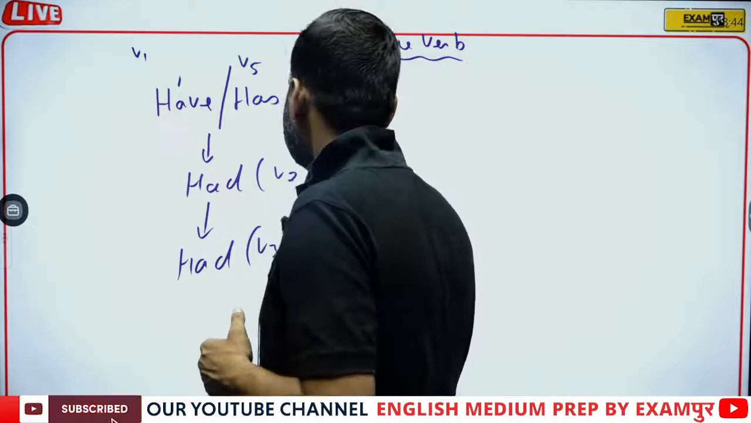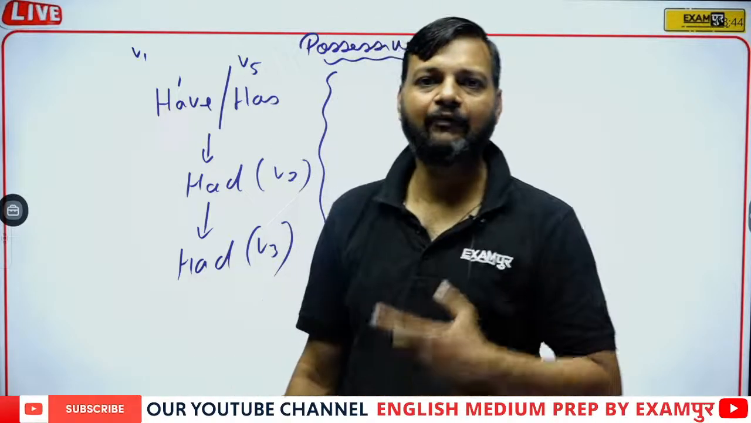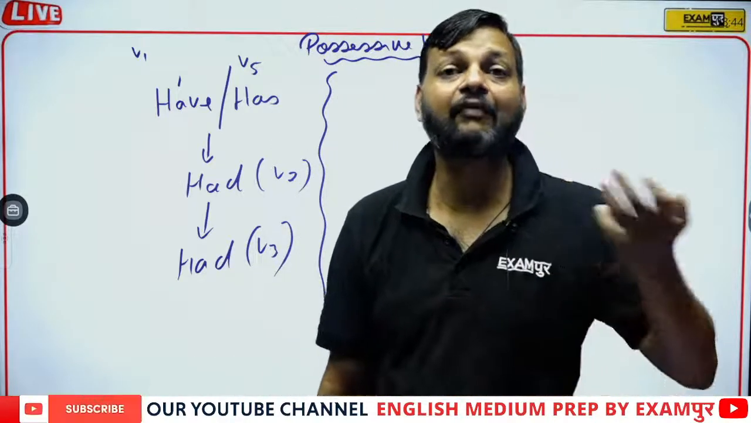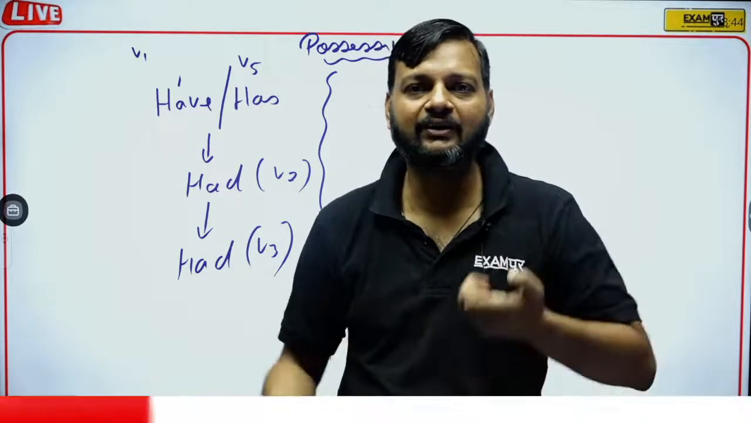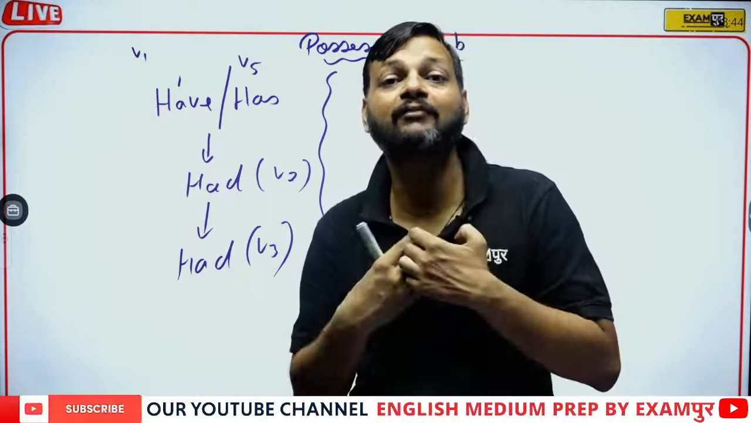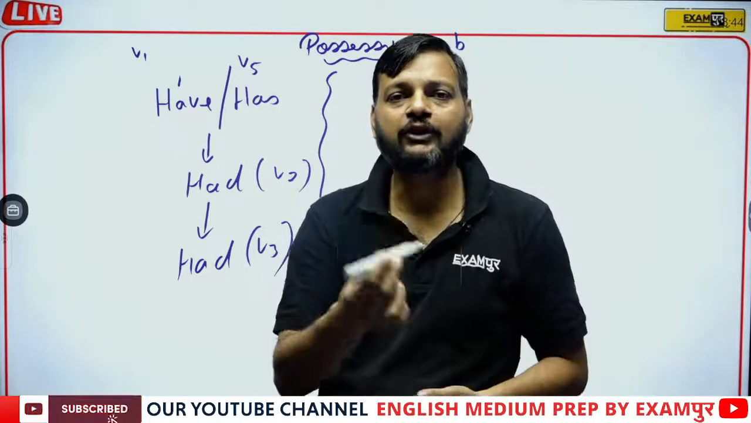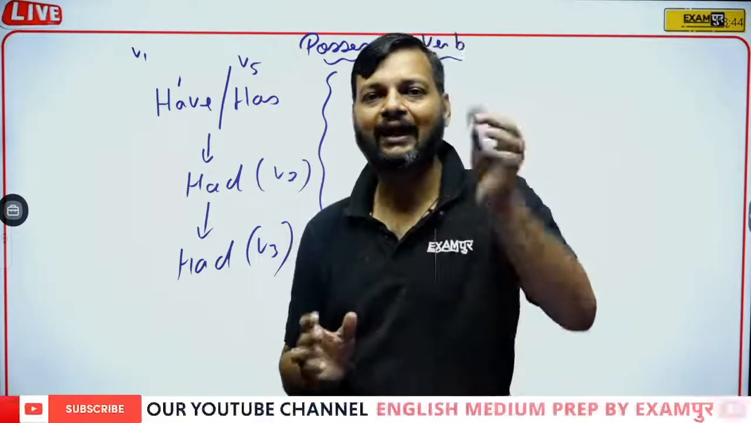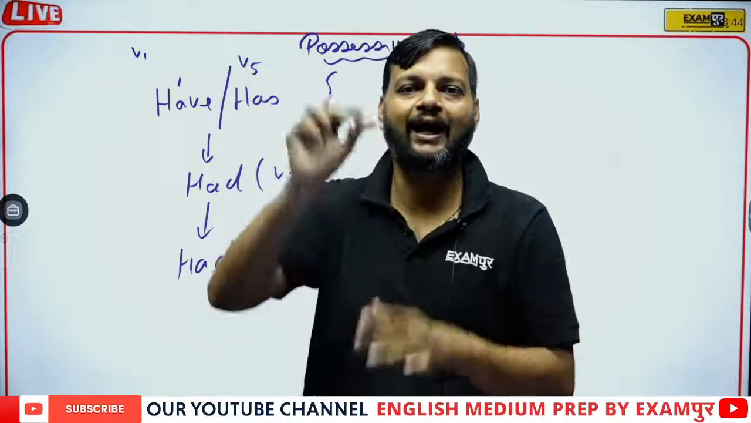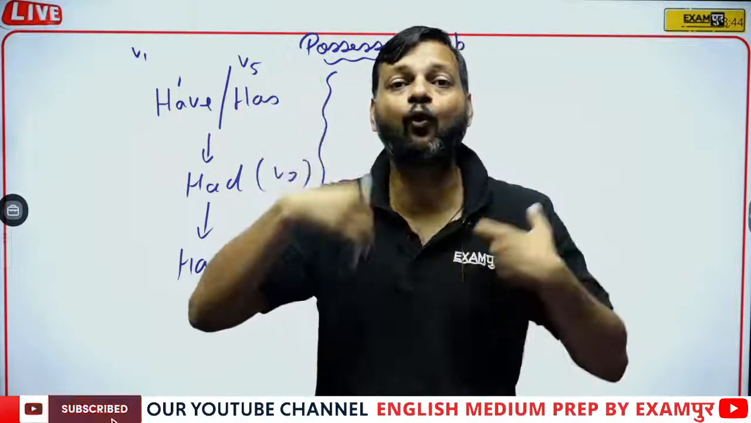And possession means if we possess something, like I have a car. I have a car means I own a car. That means I am the owner of the car. So have refers to what I own. For example, I have this pen with me. I have a pen means I own a pen.